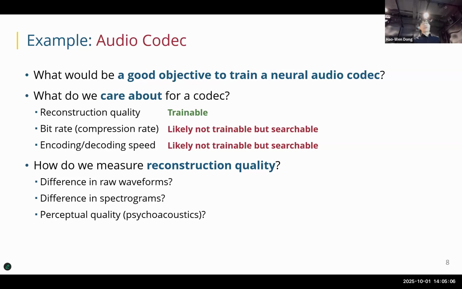But there are also some models trying to do this, let's go WaveNet. People thought it was impossible, but somehow these deep neural networks are crazy good at just doing that. Difference in spectrograms makes more sense, but there could be limitations because the phase is gone. Perceptual quality, psychoacoustics: how do you define that? Whenever you are thinking about how to define an objective function, these are all the things that we think about.